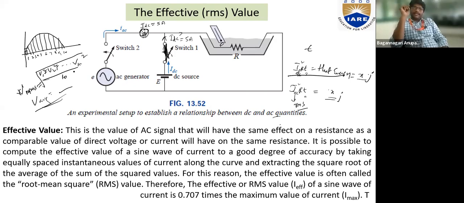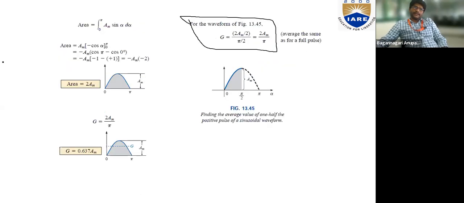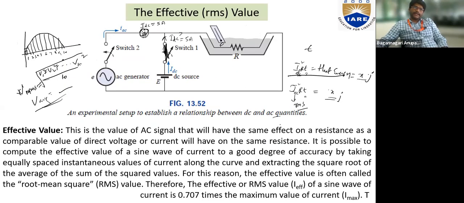So we can calculate the RMS value by taking the root mean square value. Divide the waveform into some instants, take the square of the instantaneous values, divide by the number of instants, and take the square root. This gives the root mean square value. The effective value is also calculated using this method, so you call it the RMS value as well.